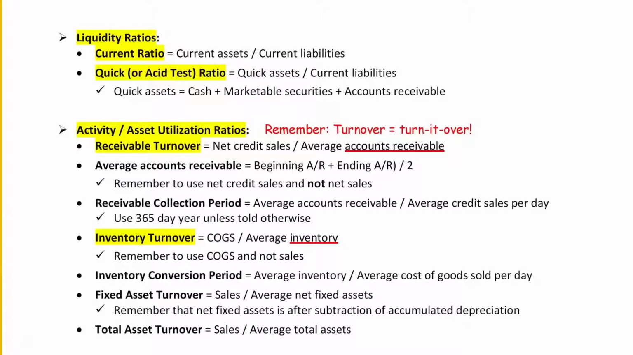Highlight fixed asset turnover. The denominator is average net fixed assets. So underline net fixed assets. Highlight total asset turnover. Again, you need to turn over total assets because your denominator is average total assets. Underline total assets.